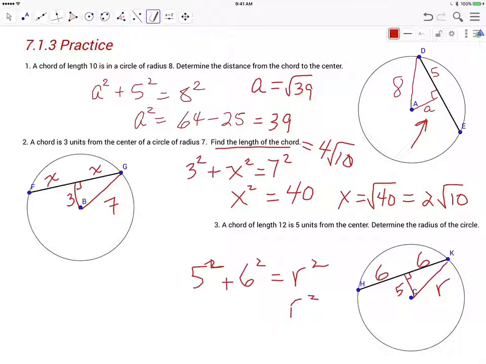And therefore R squared is 25 plus 36, better known as 61. R is the square root of 61. Hopefully that's what you got for the radius on the last one. That's the end of 7.1.3 practice.